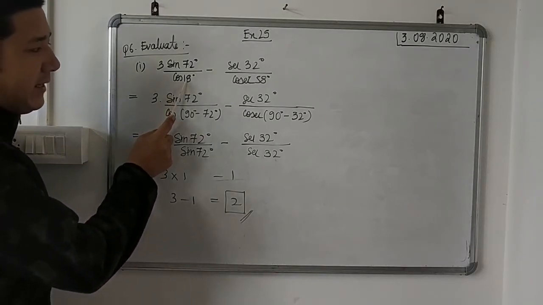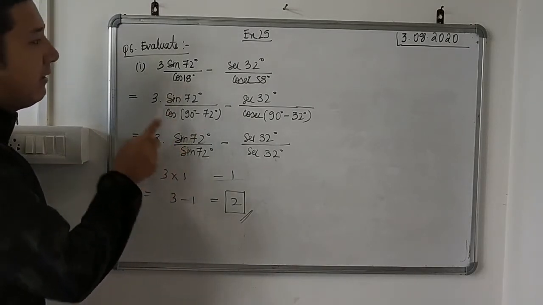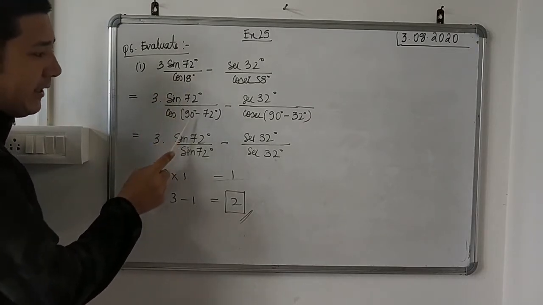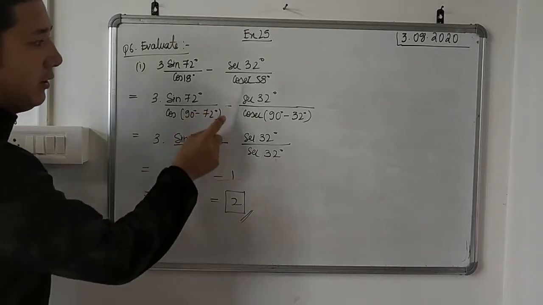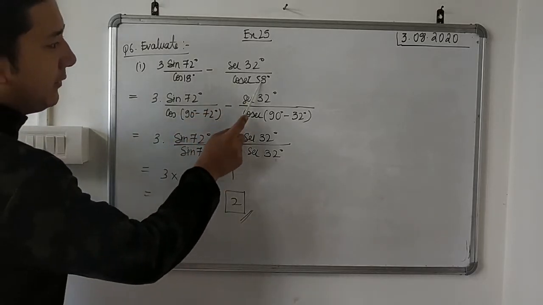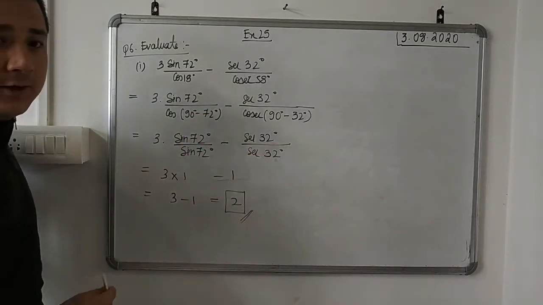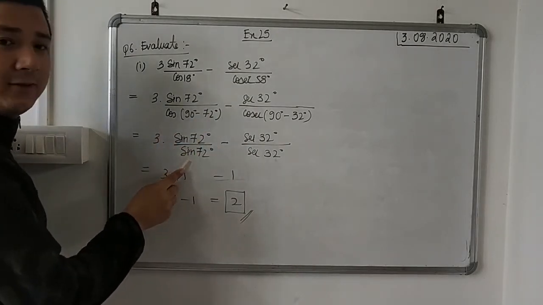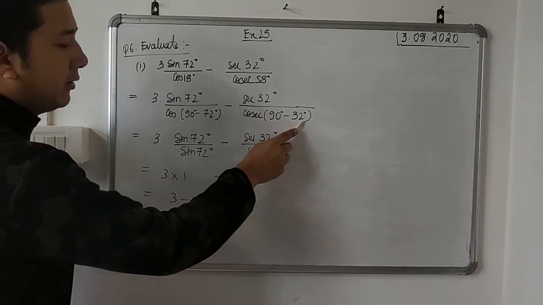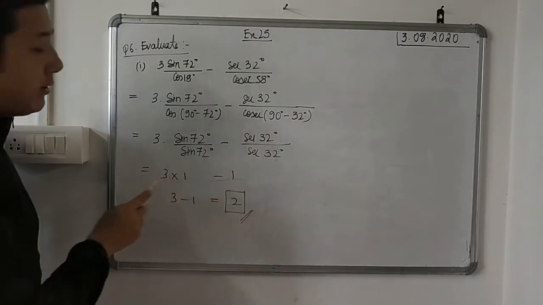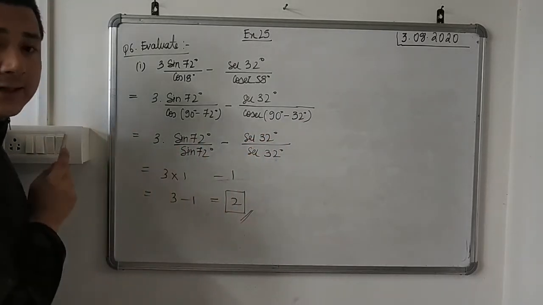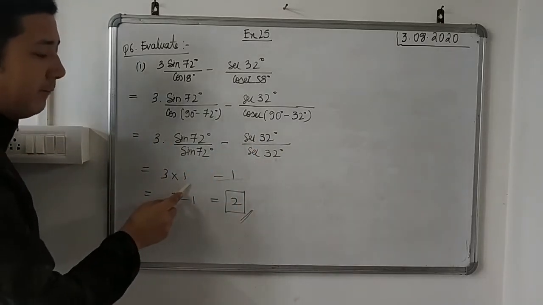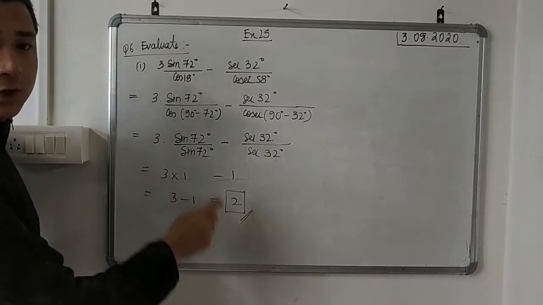I'm changing the denominator. 18 degree I can write as 90 minus 72. See, everything is same. Cos is cos. 18 I am writing as 90 minus 72. Similarly here, cosec 58 as 90 minus 32. The reason is that cos of 90 minus 72 will be sin 72, and cosec of 90 minus 32 will be sec 32. On doing so, sin 72 gets cancelled out, sec 32 gets cancelled out. So 3 into 1 minus 1, so 3 minus 1 which is 2.